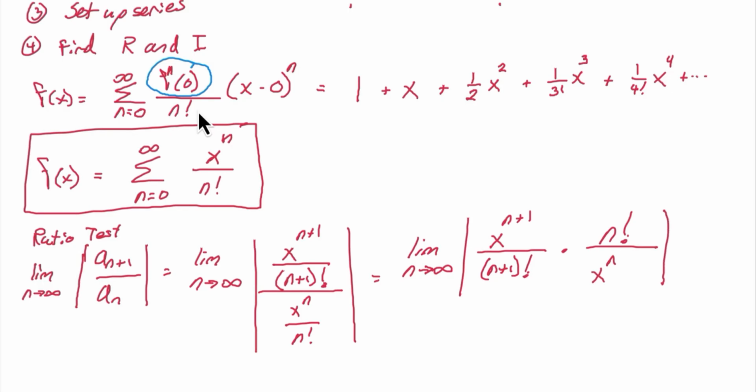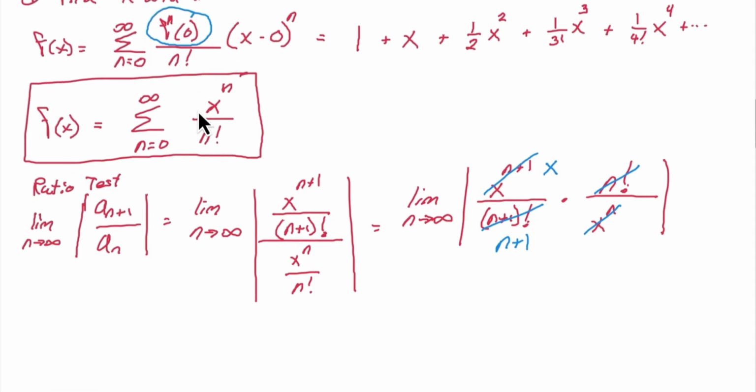And now let's see what we can simplify. x to the n is going to occur in the top and the bottom. Reducing that will leave us with x in the numerator. And with the n factorials, n factorial will go away, leaving us with just n plus 1 in the denominator.